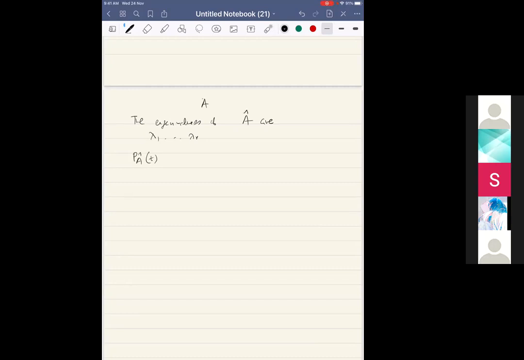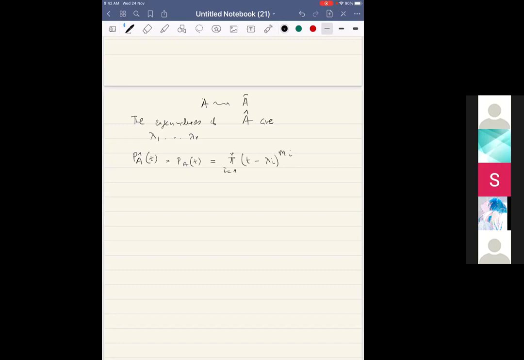So A gives a linear map A hat. Its eigenvalues are lambda_1 to lambda_r. P_A hat(T), which Shakti always reminds me, is by definition P of A. It is the product for i equal to 1 to r of (T minus lambda_i) to the m_i.